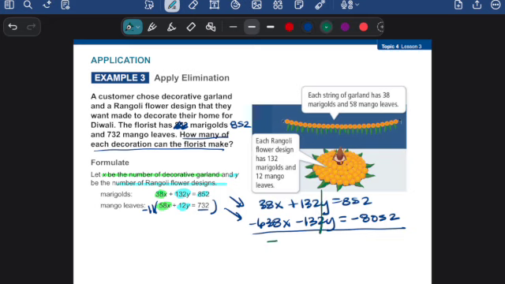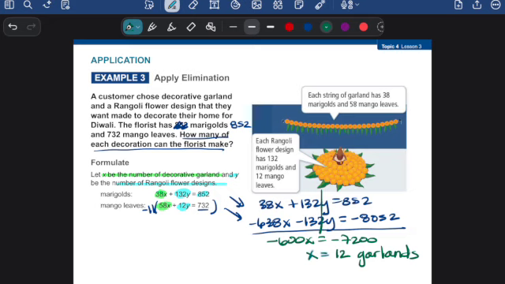I get negative 600x equals negative 7,200. Divide both sides by negative 600, x equals 12. Okay, so I found part of my answer. The number of decorative garlands I can make is 12, so 12 garlands.